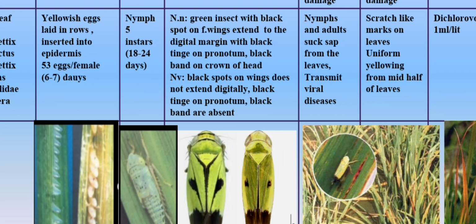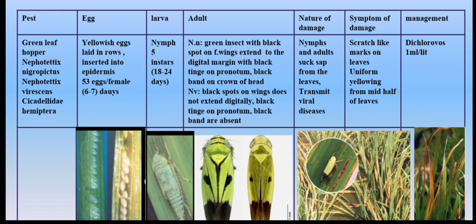And the next pest is green leaf hopper. The scientific name is Nephotettix nigropictus, and another species also exists, that is Nephotettix virescens, belonging to the family Cicadellidae and order Hemiptera. So here you can see this insect also lays eggs in the form of rows which are thrust into the epidermis of the leaf.